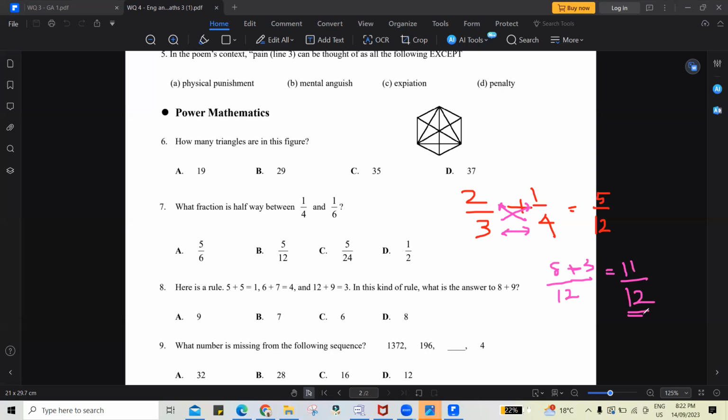Got it? I'm not asking for the midpoint. For the midpoint you have to divide by 2. But the answer is 11 over 12. Your answer is not correct, right? Correct or wrong? Wrong. Okay, can you fix it?